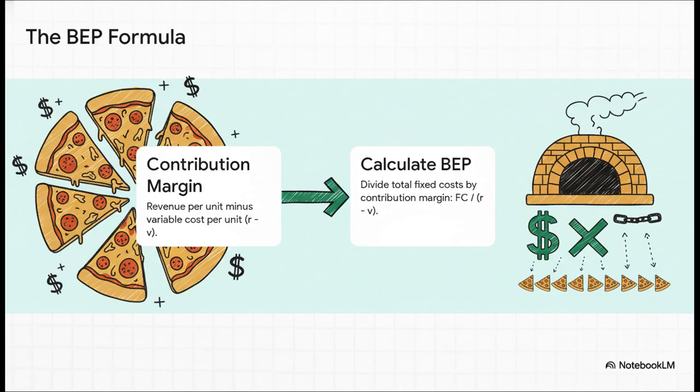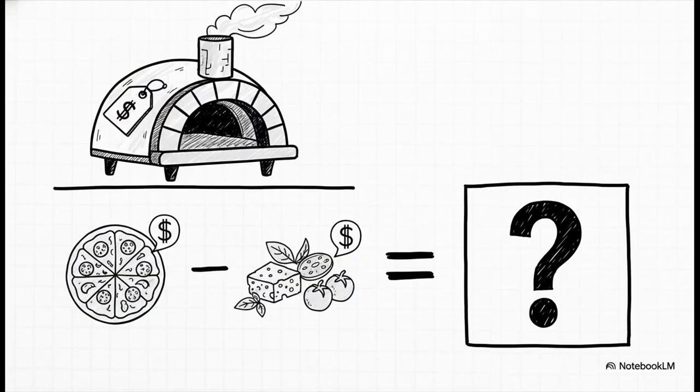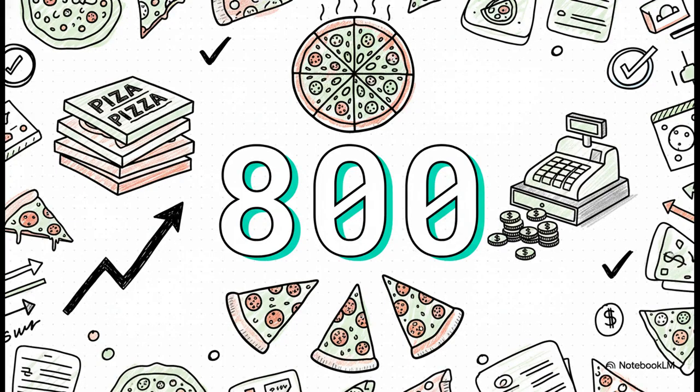Then you just divide your total fixed costs by that little number. So let's plug in Anna's numbers. We've got her $4,000 in fixed costs, and we're dividing it by that $5 contribution margin. So what do we get? 800. That's the number. That's her break-even point. Anna has to sell 800 pizzas in a month to cover all her costs.